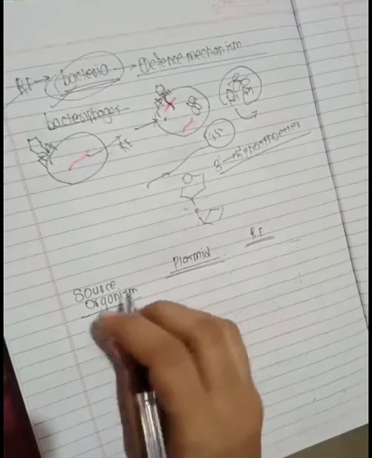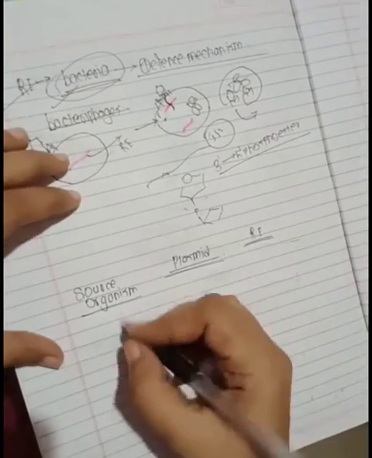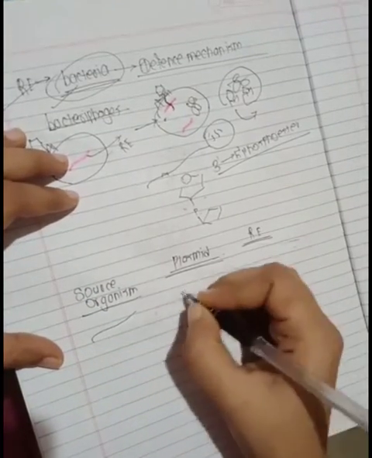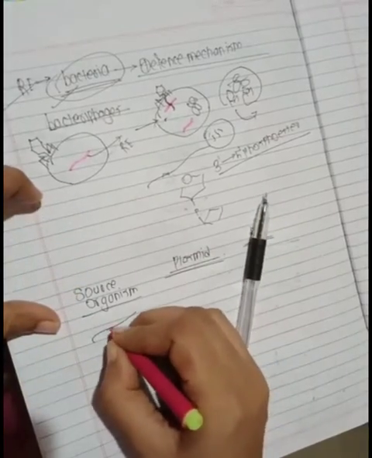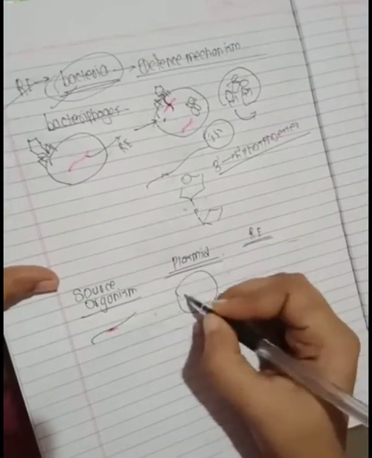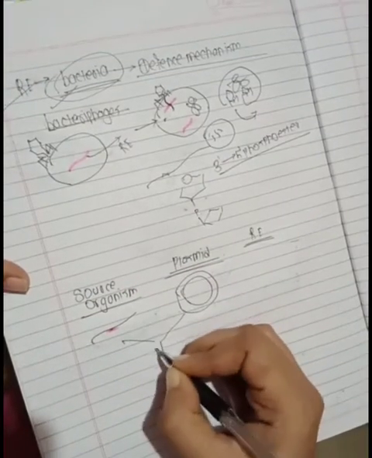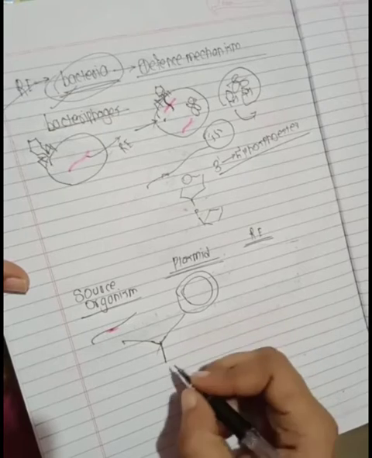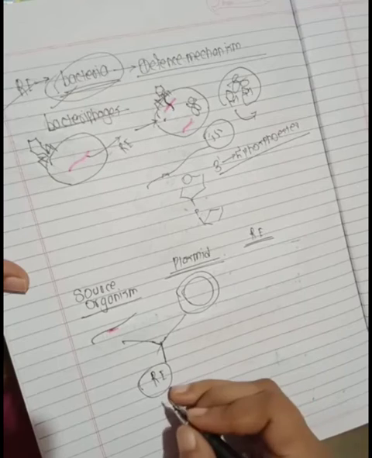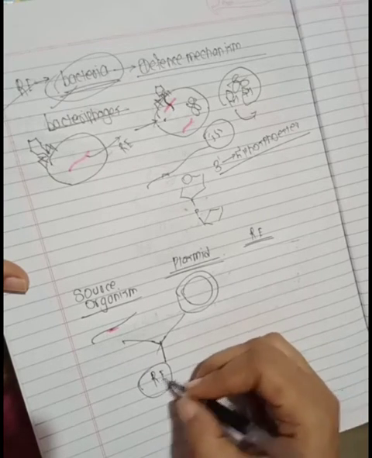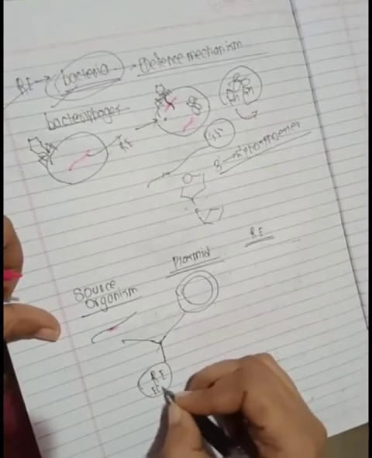The basic criterion is, whatever source organism DNA you take, you just have to see that this is the plasmid and DNA I have taken. You make sure that both of them are fragmented with the same restriction enzyme. If you are using the same restriction enzyme, it will cut at the same palindromic sequence. Suppose I am taking EcoRI.